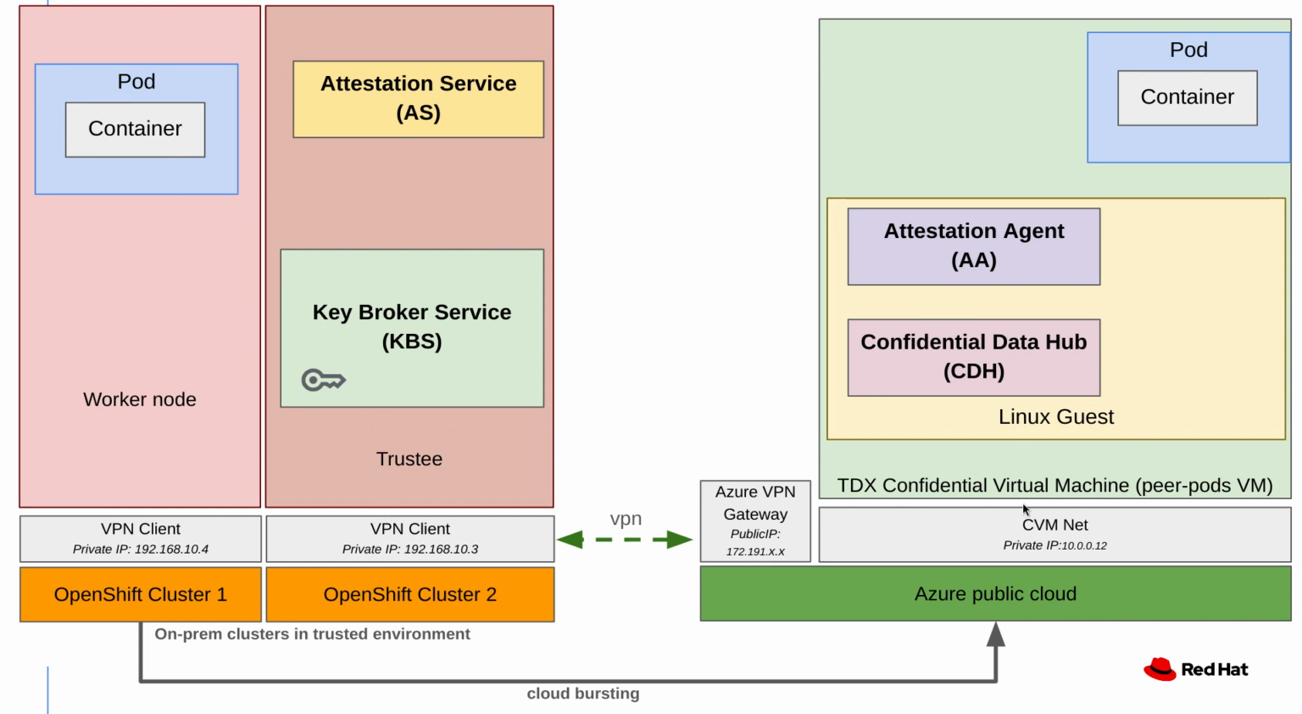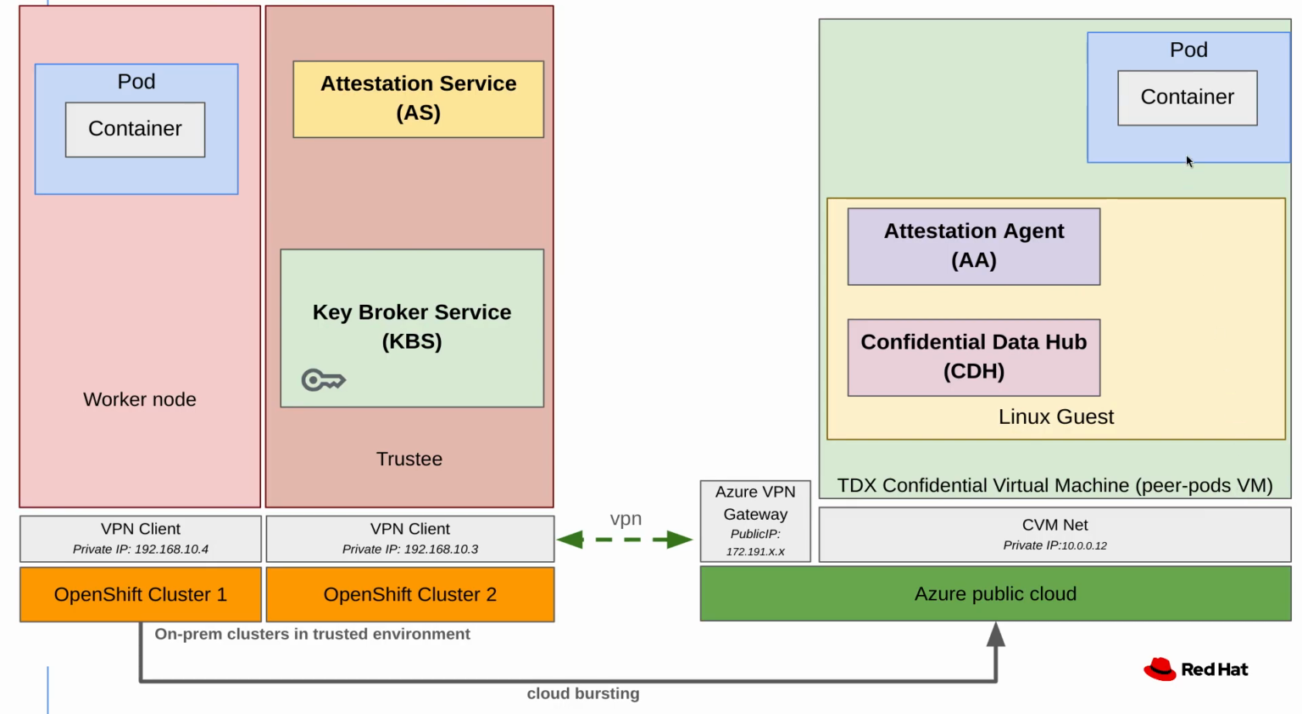The red part is the Azure public cloud. You can see that we set up the VPN between the on-premise clusters and the Azure public cloud. So after there are insufficient resources to start the new pod, we will scale the pod to the public cloud, and the workload will be running in a confidential container based on the TDX confidential VM. So it's also a peer pod confidential VM.